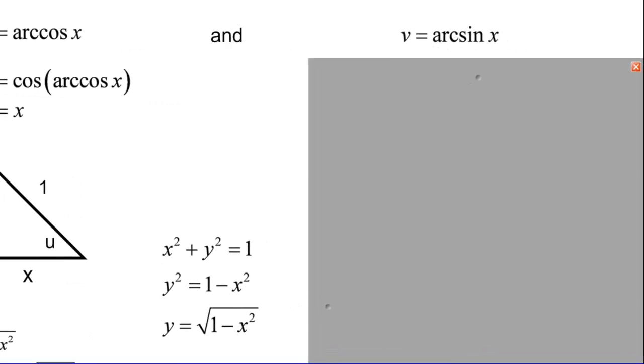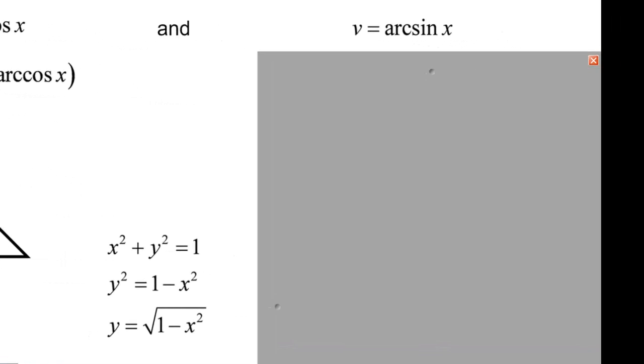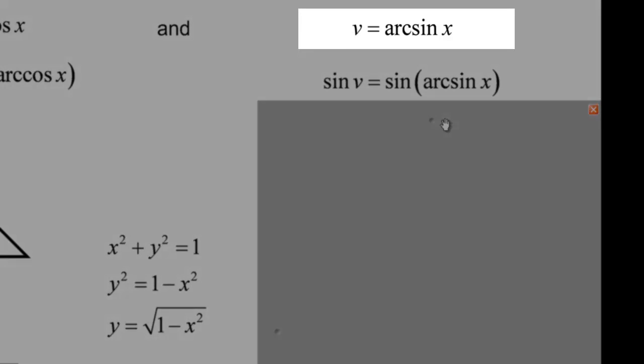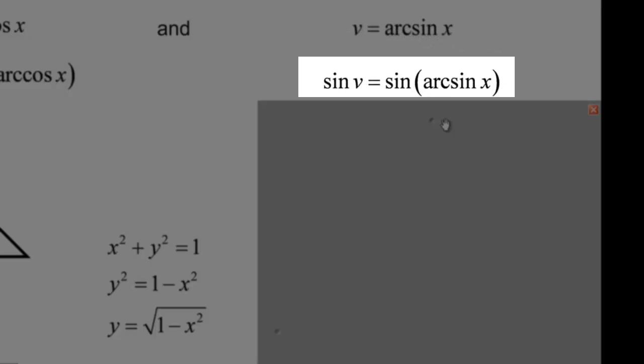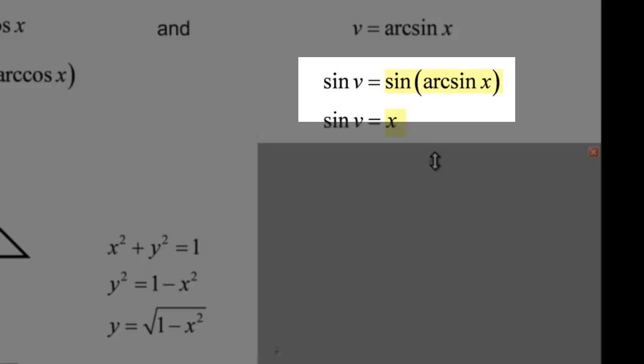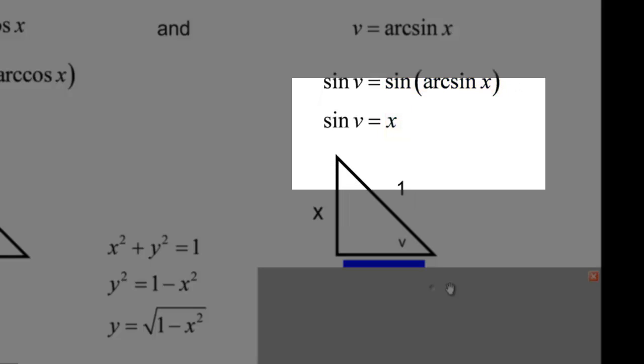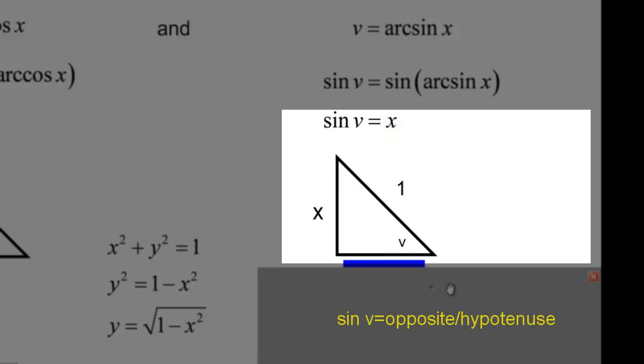Now let's look at the right-hand side where we talk about v is equal to the arc sine of x. It's going to be an extremely similar conversation. If I apply a sine to both sides, the sine of v is equal to sine of the arc sine of x. The sine of the arc sine of x will simplify to x. And now I can draw a general right triangle where opposite of v is x and my hypotenuse is 1.